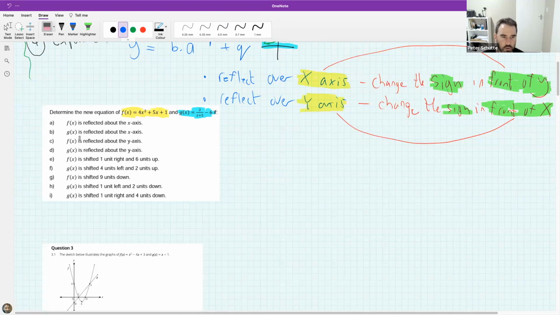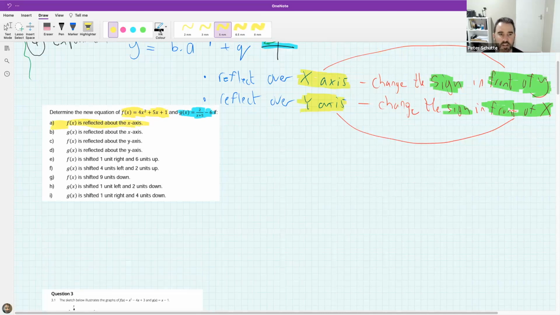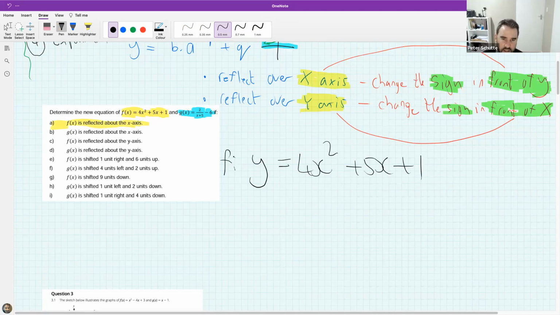So I want you to attempt to take the f of x and reflect it over the x-axis using the rule that I've just shown you. Take the rule and apply it and try to find the function that you get when you take y equals 4x squared plus 5x plus 1, which was the function f, and reflect it over the x-axis, and tell me what you get. If there's a question, please raise your hand and we can chat about it. Otherwise, go ahead and pop your answer in the chat.